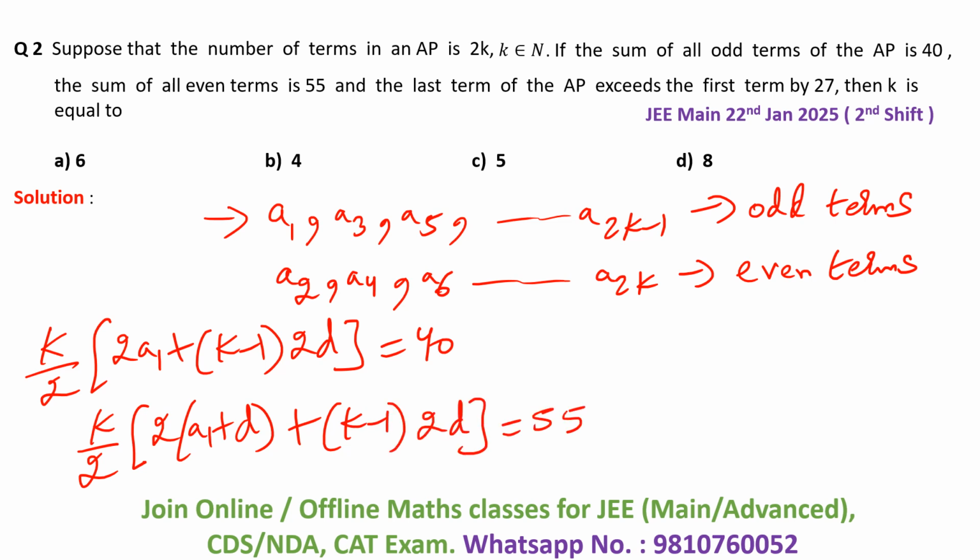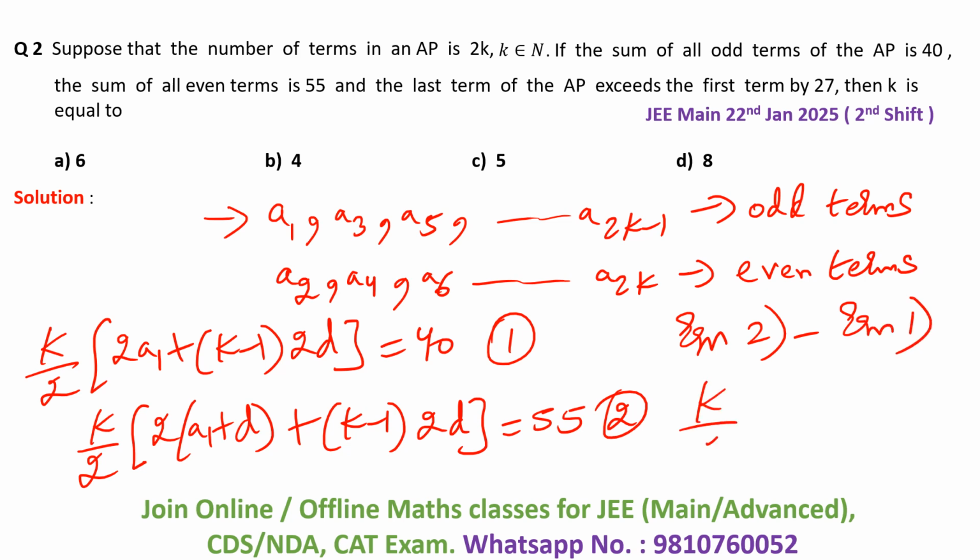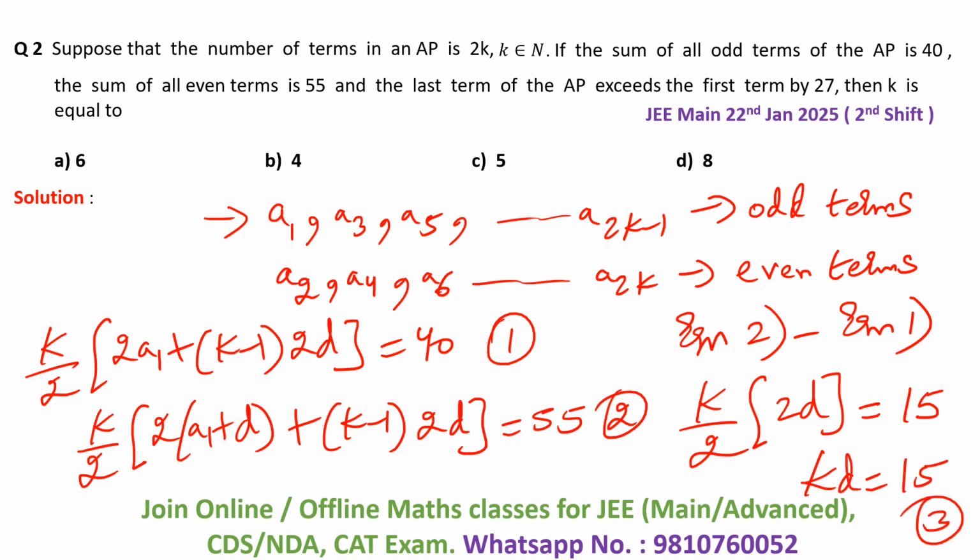Now students, if I call this as equation number 1 and this as equation number 2, and if I subtract equation 1 from equation 2, then what do I get? I will be getting k by 2. Inside the bracket, I will be getting just 2d. And this is equal to 15. So it means the value of kd is equal to 15. Now this is our equation number 3. Now we move further.